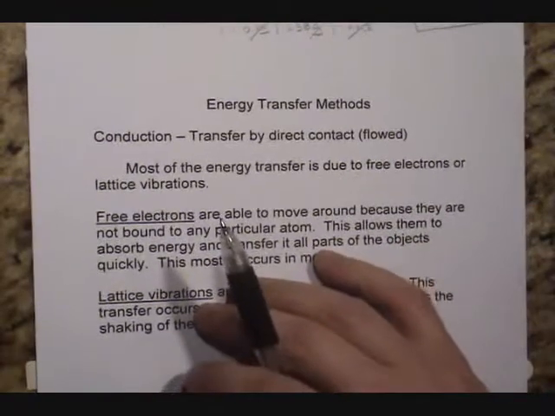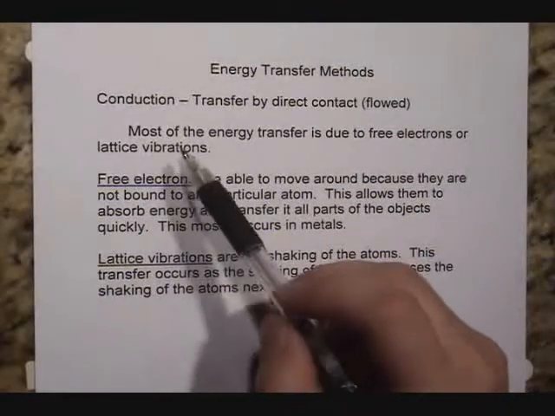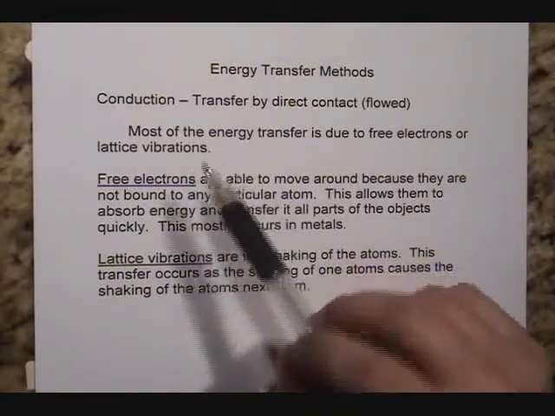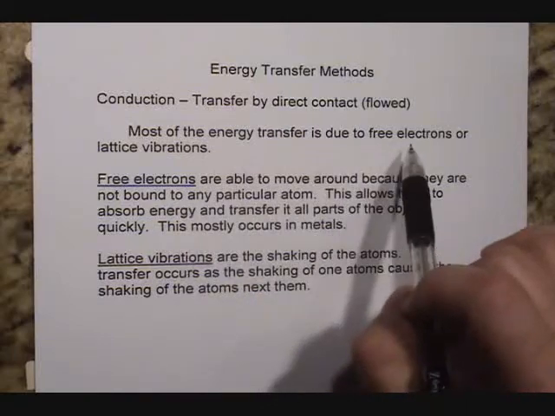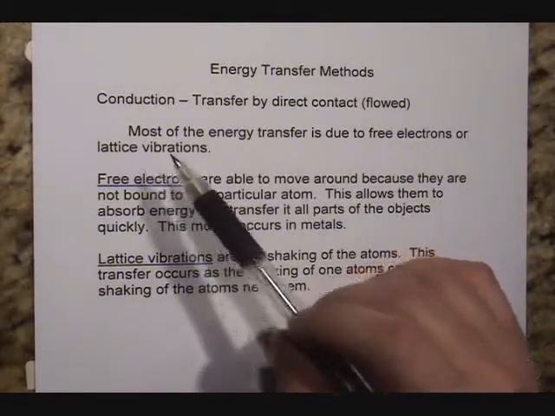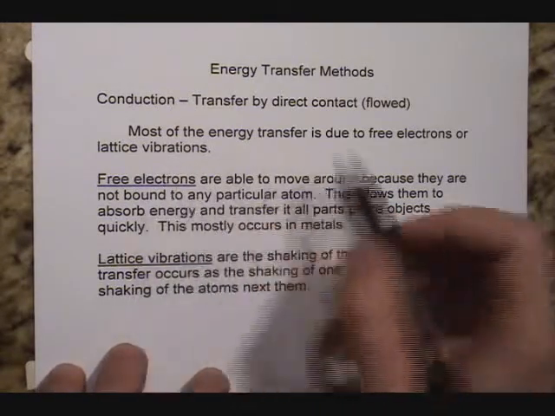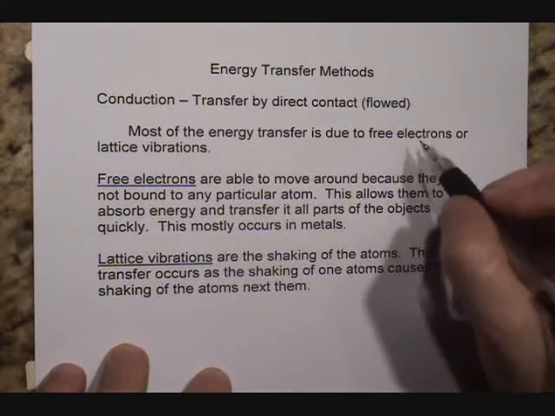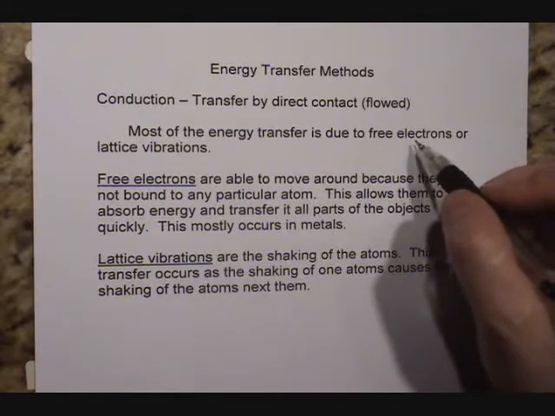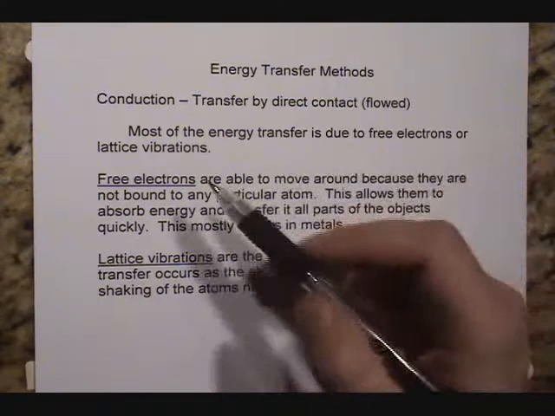Now, this is the direct thermal contact. By direct thermal contact, most of that energy is transferred due to two possibilities. One is free electrons, or it's by lattice vibrations. Now, all objects will have the last one, lattice vibrations. But metals have a special property called free electrons. This is what allows metals to heat up so quickly, so much more quickly than other objects, and I'm sure that's something that you already know.